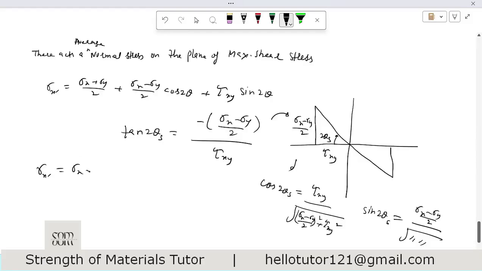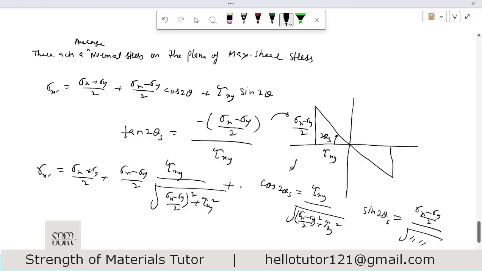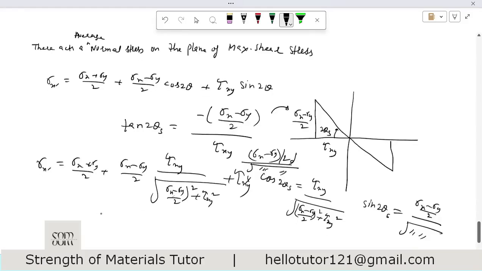Sigma x prime is sigma x plus sigma y divided by 2, plus sigma x minus sigma y divided by 2. Now cosine of 2 theta is this, right? Tau xy divided by square root of sigma x minus sigma y by 2 whole square plus tau xy whole square. Then we have tau xy times sine 2 theta, which is sigma x minus sigma y divided by 2 whole under root of this, the same thing.